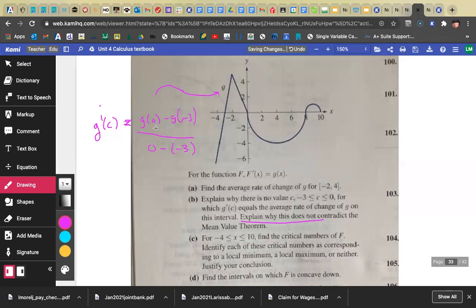So what is g at 0? Well, g at 0 is 0. What is g at negative 3? Well, it's 0. So I'm basically getting 0 over 3, which is 0.